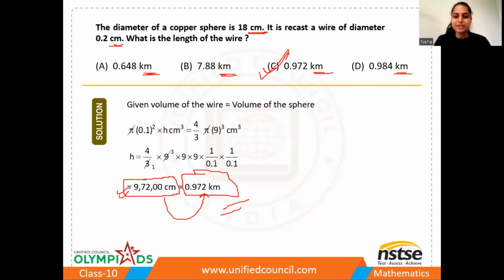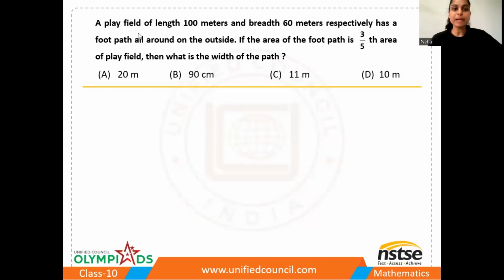Perfect. Alright, the question is: a play field of length 100 meter and breadth 60 meter respectively has a footpath all around on the outside. According to the given question, first of all we have a field, right? And the length and breadth of the field are given. So let me draw it. Let's suppose this is the field and the footpath all around the outside.